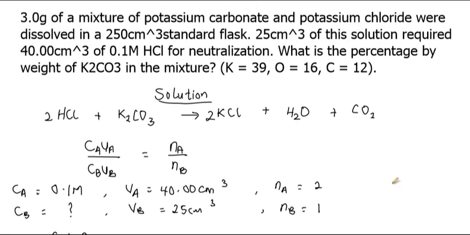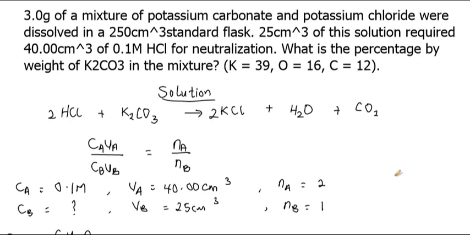From the question, we are asked to calculate the percentage by weight of potassium carbonate in the mixture. So to calculate the percentage by weight of potassium carbonate, we need to know the mass concentration of potassium carbonate in the reaction itself and that of it in the mixture. From what we just did, we've gotten the molar concentration of potassium carbonate. So the next thing to do is to calculate the mass concentration of potassium carbonate in the neutralization reaction. Let's proceed.